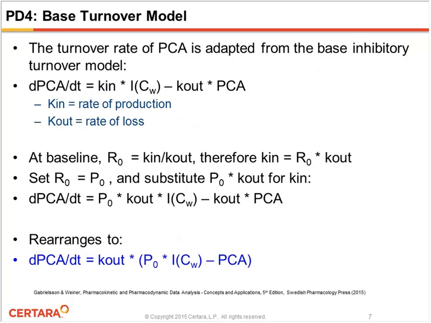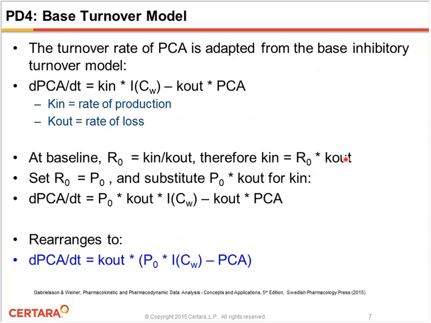Okay. For the turnover model, the turnover rate of PCA is adapted from the base inhibitory turnover model, which is Kin times the inhibitory function minus Kout times the PCA response, where Kin is the rate of production and Kout is the rate of loss. At baseline, the response at time 0 equals Kin divided by Kout. Therefore, Kin equals R0 times Kout.